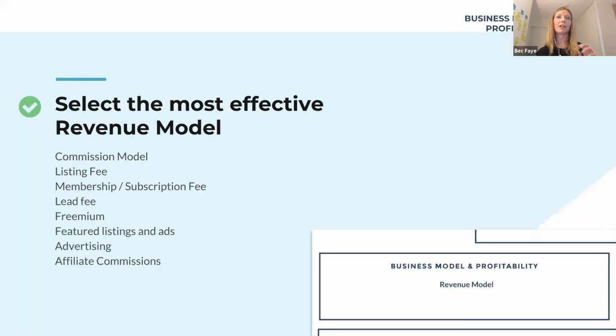So basically you need to make sure you have a really effective revenue model. Things like, do you work on a commission model, a listing fee model, membership subscription, a fee per lead, a freemium model, and so on. So do you have the right revenue model? And a lot of marketplaces will need to pivot. It's a matter of potentially trying one out, seeing how that works, and then changing it. But it's not always an easy change, particularly once you have users on your platform. So it's a matter of really carefully balancing that out.